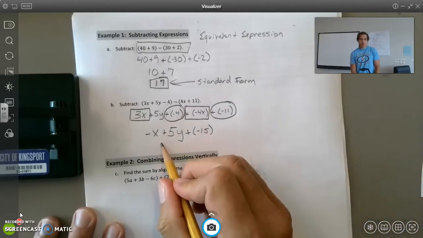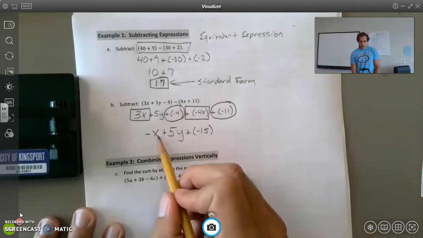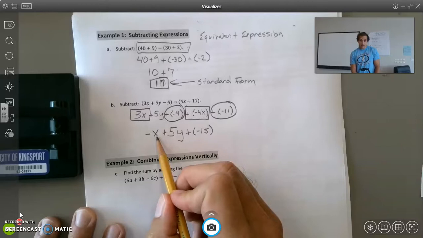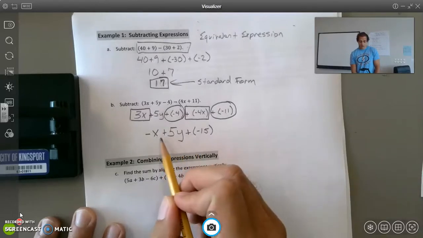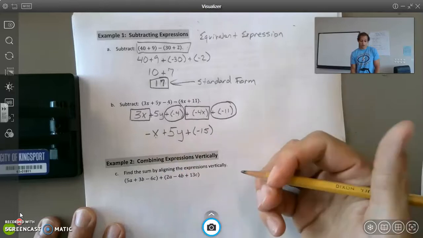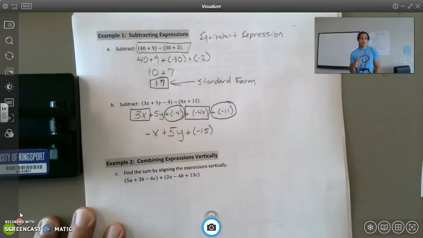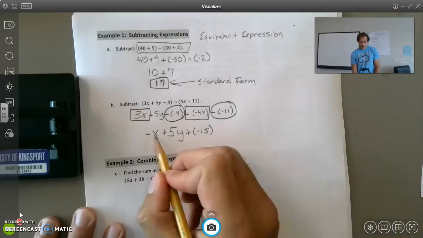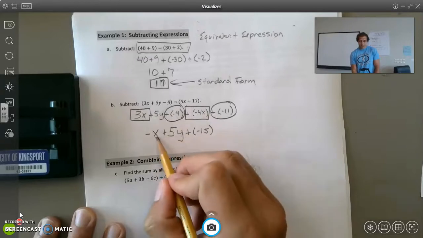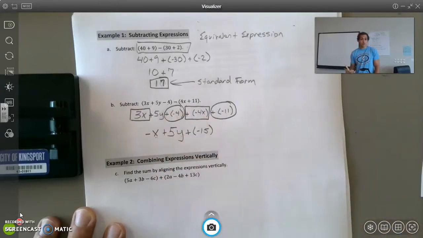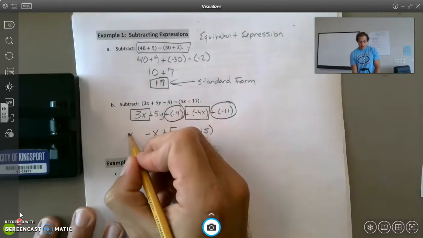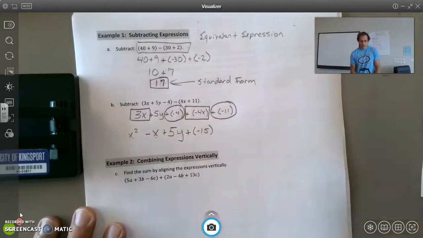And it's important to note that when we write in standard form, we're going to arrange our variables in alphabetical order, x and then y. And then we would also arrange them in order of exponents, with the highest exponent coming first. But in 7th grade, we really don't deal with any variables that have any exponents, okay? In the case that you did, x squared would come first before x. But we don't deal with that in 7th grade.